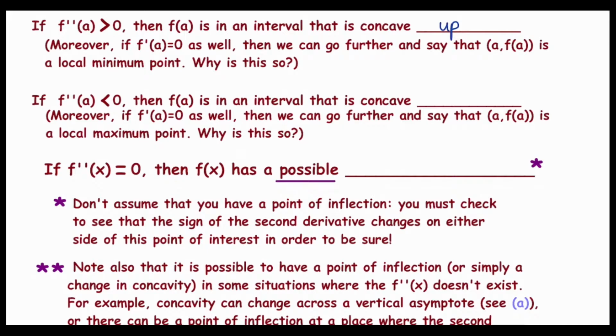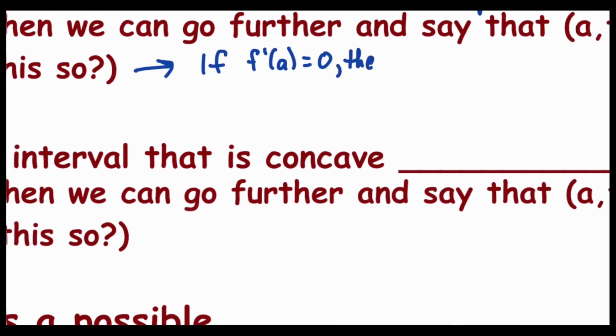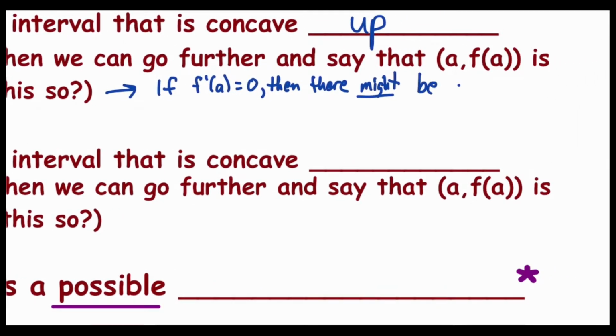Why is this so? So we're going to point out that if f prime of a, and so that's our first derivative, so be careful with our notation here. In fact, I'm going to write this a little more clearly just to avoid any confusion. If the first derivative of our function at this point is equal to 0, then there might be a max or min. But in this case, we have 2 pieces of information.